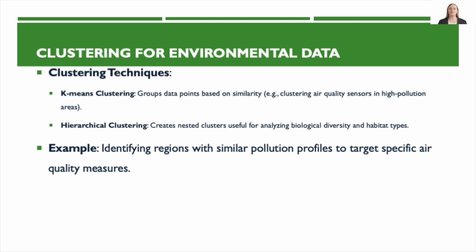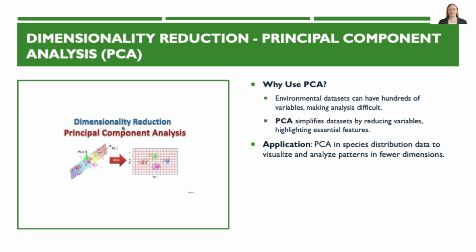Clustering for environmental data. Clustering is a valuable tool for many environmental applications. K-means clustering. This technique groups data points into clusters based on similarity. For instance, we can use k-means to identify regions with similar air quality characteristics and categorize them by pollution levels. Hierarchical clustering. This method creates nested clusters, which can be useful for grouping regions based on biodiversity, for example, by species or ecosystem type. An example application would be clustering regions based on pollution data to identify high-risk areas and develop targeted interventions.